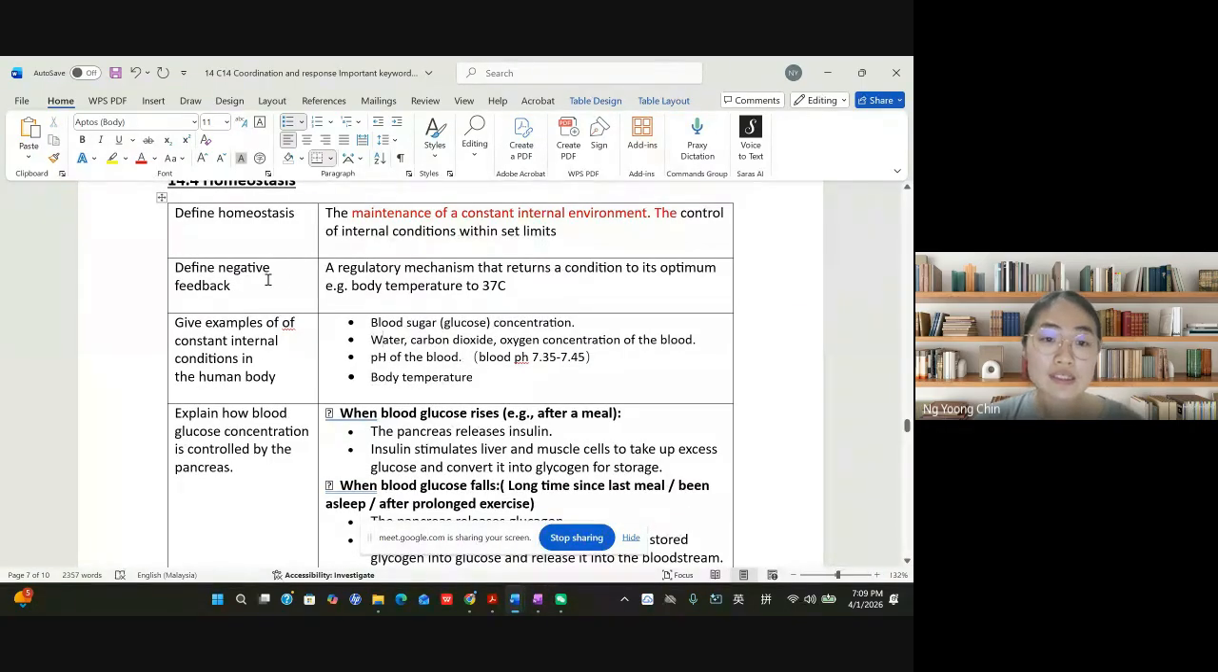So this is called what? It is called negative feedback. Negative feedback mechanisms mean that if any kind of parameter exceeds its limit, your body will try to bring it back to the normal range.